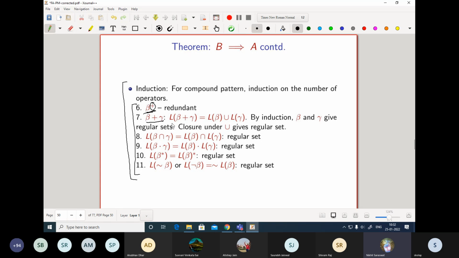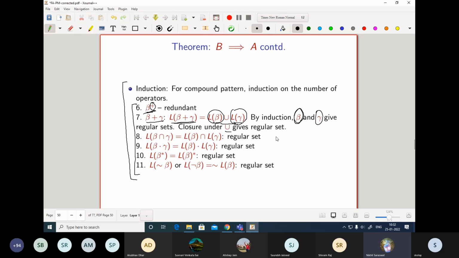By definition, L of beta plus gamma is L of beta union L of gamma. Now by induction, beta and gamma are patterns which contain less number of operators. So L of beta and L of gamma are regular sets by induction. And since regular sets are closed under union, L of beta union L of gamma is also a regular set, meaning that L of beta plus gamma is a regular set.